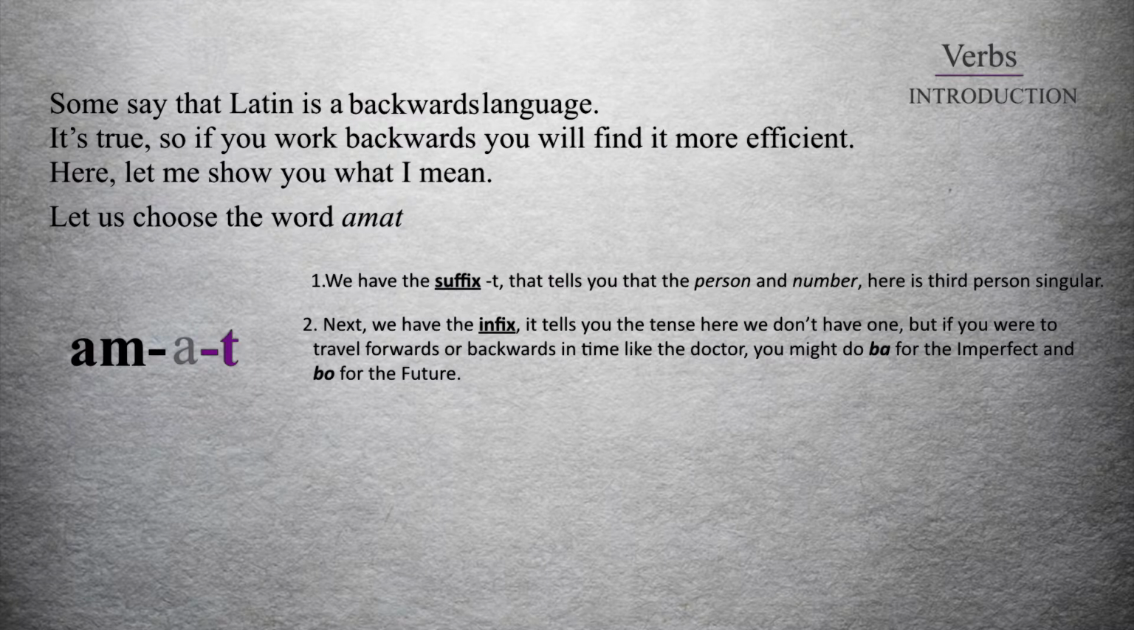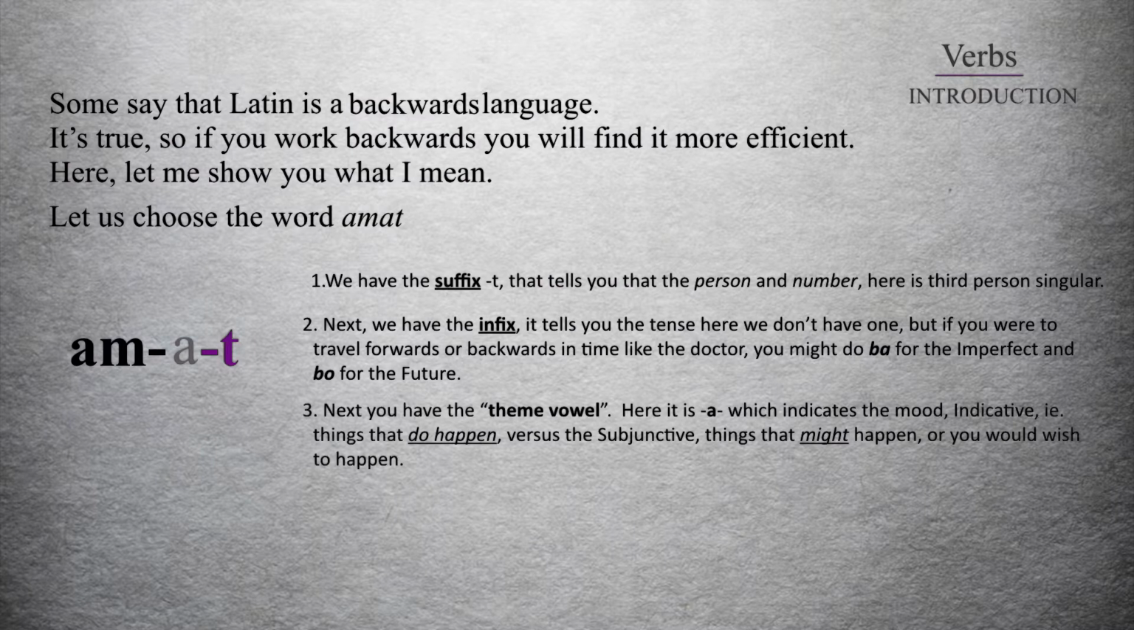Next, we have the infix. It tells you the tense. Here we don't have one. But if you were to travel forwards or backwards in time like the Doctor, you might find a ba for the imperfect or bo for the future.